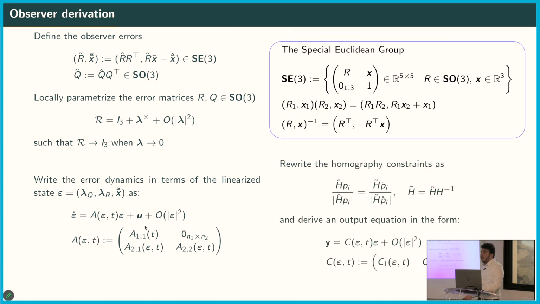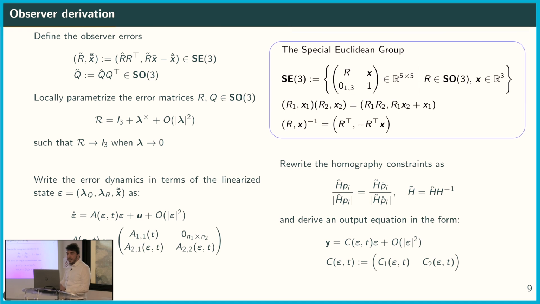And the tricky part here is in the measurement, which is defined using the homography. So this is a nonlinear measurement. So what we do is we multiply it by this H hat matrix over here. And this H hat is, in some sense, an estimate of the homography that we reconstruct using the estimates of our state. So then we also derive a measurement equation, and we get a C matrix as well. So this A and C matrix are quite important for the observer design.